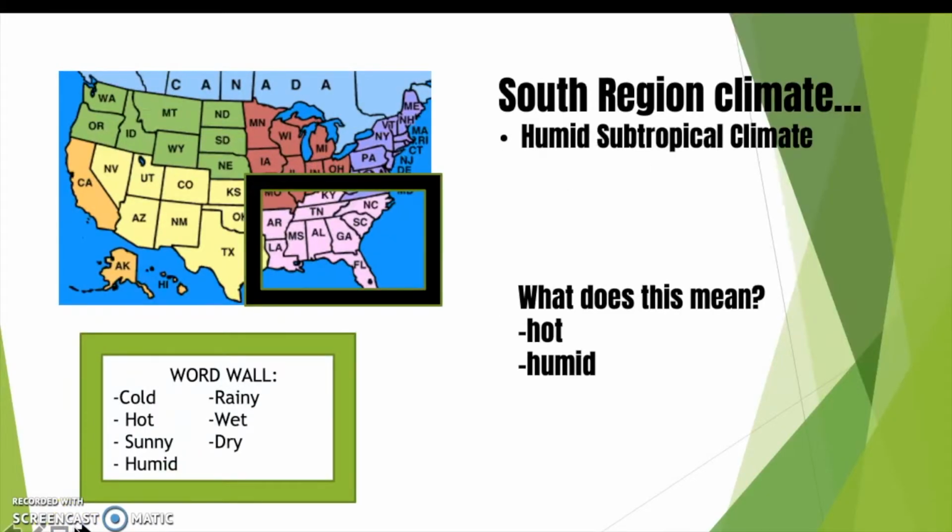Moving forward in the south, in this region, the scientific name for the climate is humid subtropical climate. And what exactly does that mean? That's hot and humid characteristics of the weather. So maybe you've gone to Florida before on vacation, or you've been to North Carolina, South Carolina, any of these states here in the pink, that's probably going to be similar to the experiences you had with the weather.